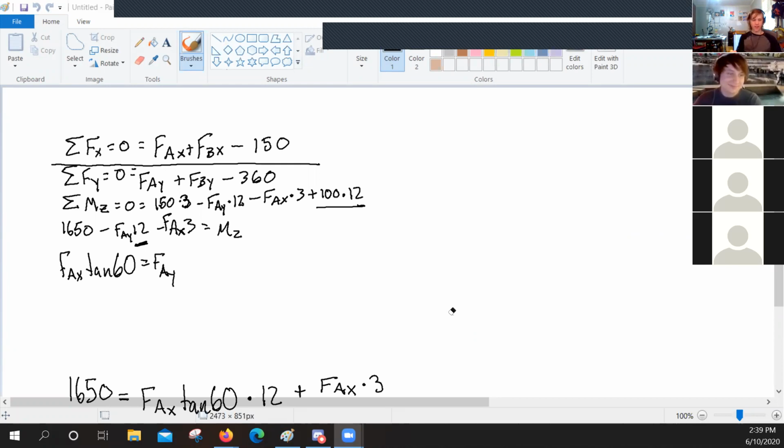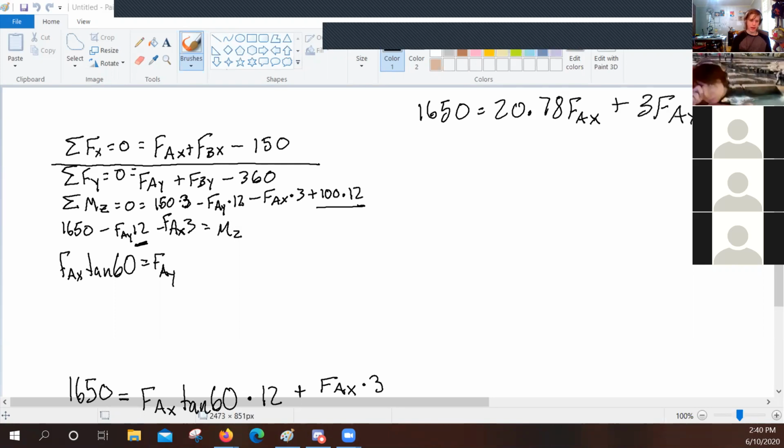All right, so now what we're gonna do is use a calculator, because no one knows how to do tangent in their head. So tan 60 equals like 1.7-ish, times 12. Make sure I'm on draw. There we go. We have 1650 equals 20.78 FA of x plus 3 FA of x. So we're going to add those together.